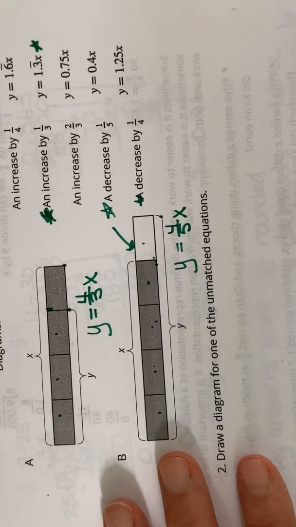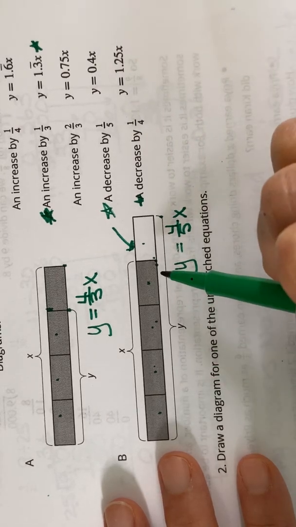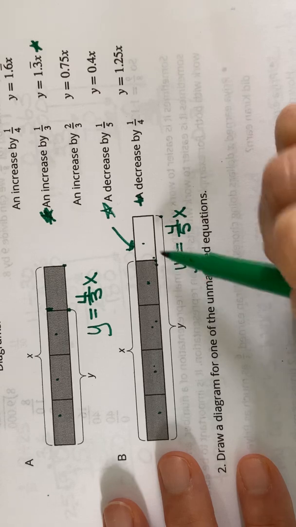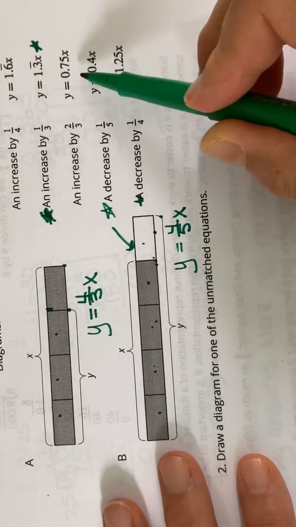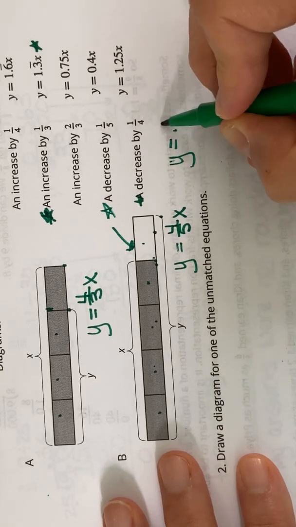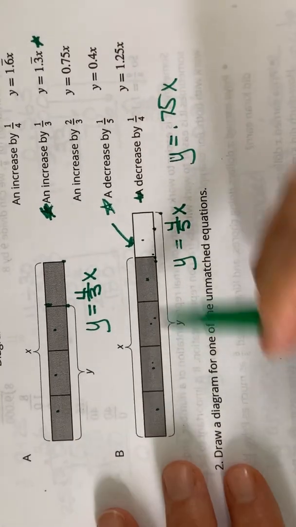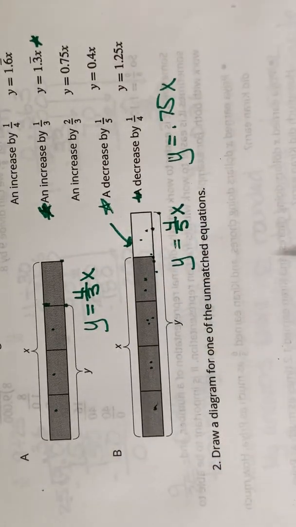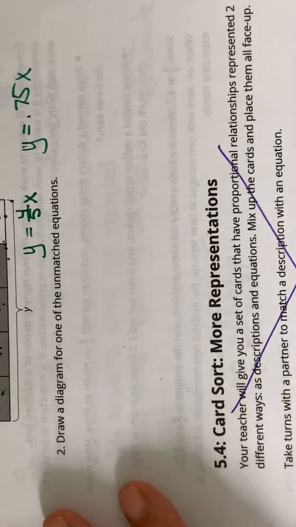Okay, I guess I could write it as y is equal to, if I did these in fourths the way they're doing it, I guess I could write it as 0.75x. Because if this is 1/4, 2/4, 3/4, 4/4, that's an extra fourth. So x is 3/4 of it. All right, we're not going to draw a diagram for the unmatched one because the diagrams are a little different.